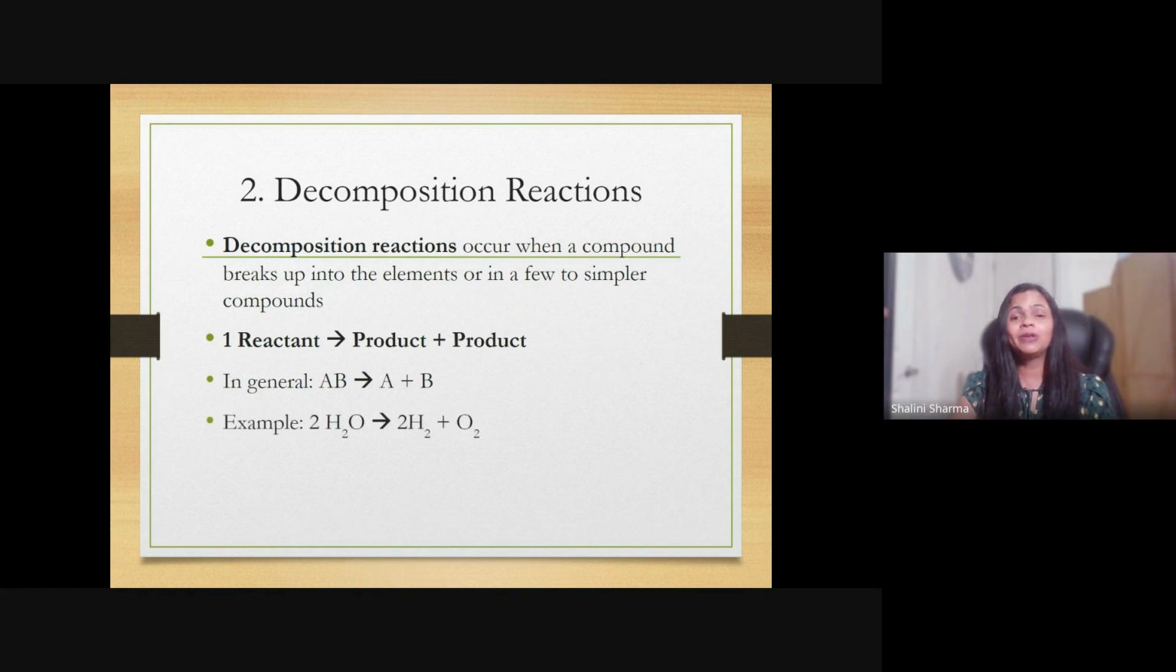Now we're going to be looking at the decomposition actual equation, where electrolysis of water, when electricity is passed, then water breaks down into hydrogen and oxygen gas. Then we have mercury oxide when heated breaking down into its simpler form, mercury and oxygen.